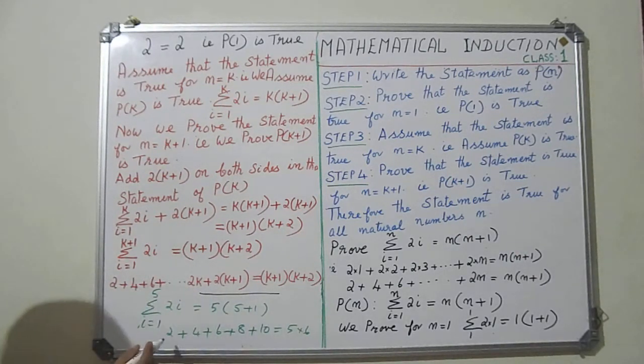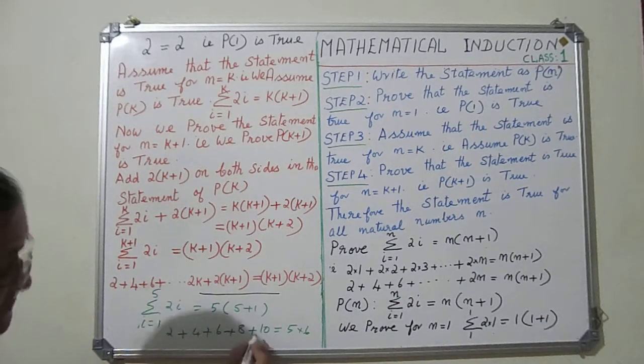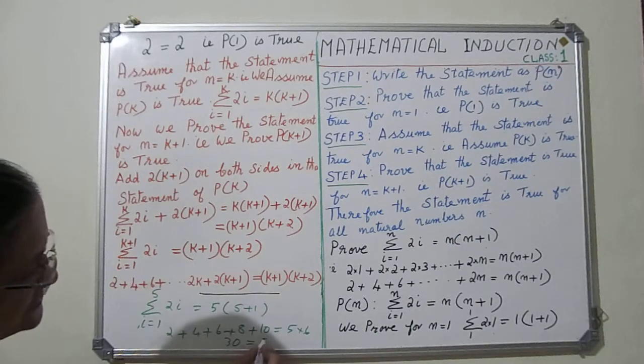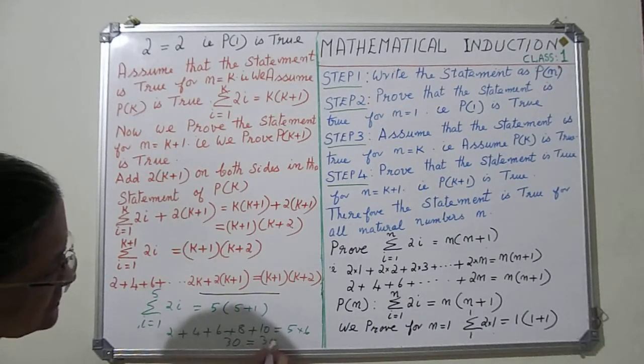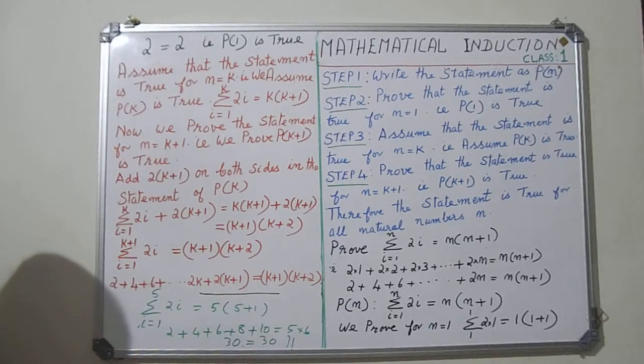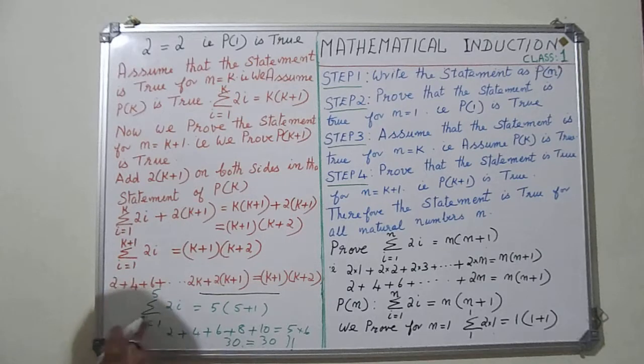What about the left hand side? 2 plus 4 plus 6 plus 8 plus 10, that is equal to 30. And on the right hand side, 5 times 6, that is equal to 30. 30 equals 30. Both sides are equal. Therefore, the result is true for n equal to 5. You can verify by yourself putting any value. Put n equal to 20, 30, etc.